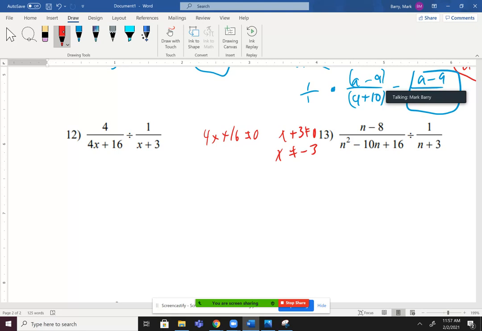But this one is not negative 16 because it's the 4x there. So we're going to have to actually show our work on this one. So be careful whenever you have a number in front of x. It kind of makes it a little more complicated. If it's just x plus or x minus, that's fine. Just do the opposite. But in this case, we got 4x plus 16, so we subtract the 16 and then divide by 4.